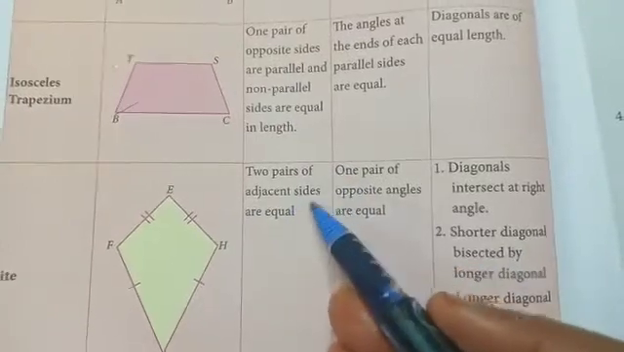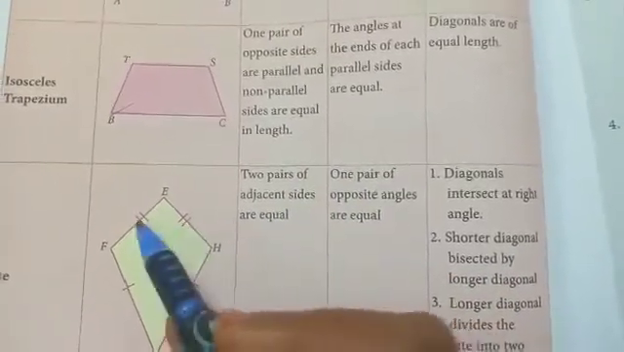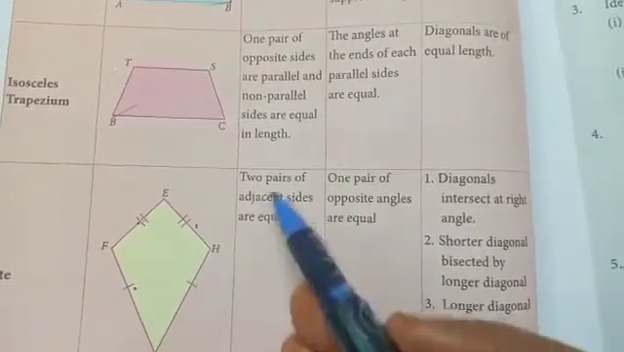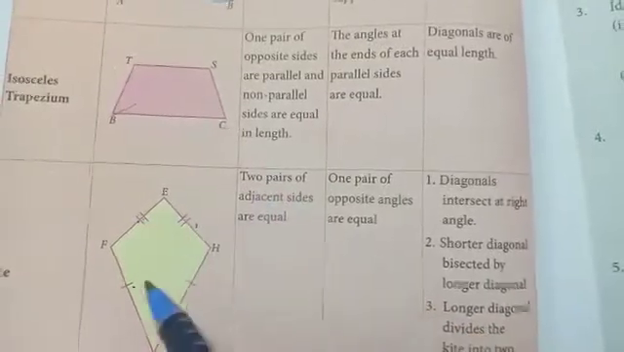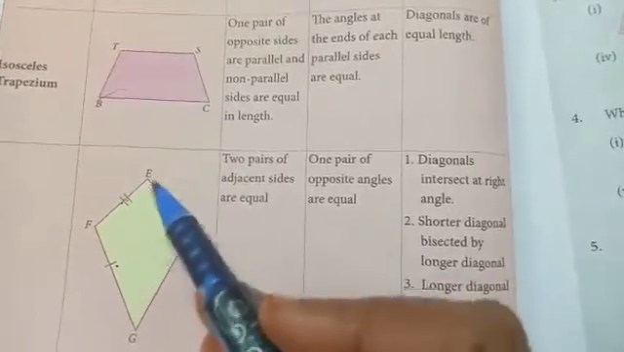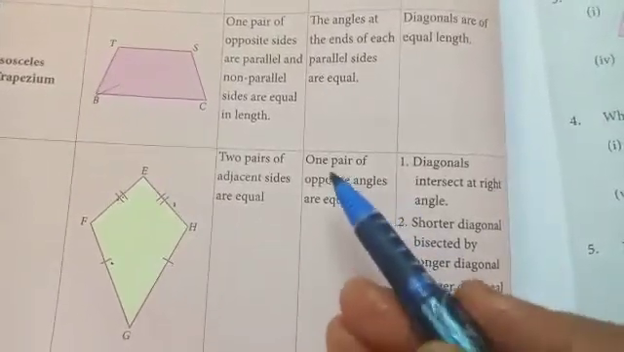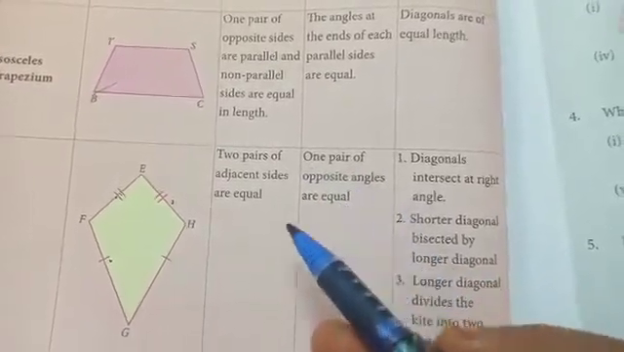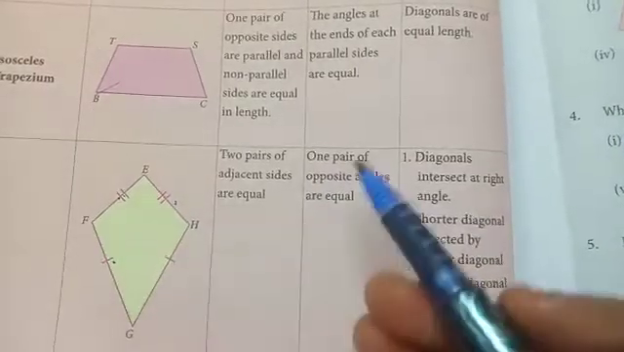Next, kite. There are two pairs of adjacent sides that are equal. See this. These two sides are equal and these two sides are equal. That is two pairs. This is one pair and that is another pair. So two pairs of adjacent sides are equal. That is GH is equal to GF and FE is equal to EH. Okay. Next, one pair of opposite angles is equal. That is only one pair of opposite angles are equal.